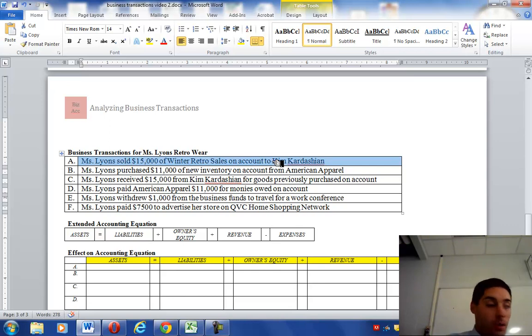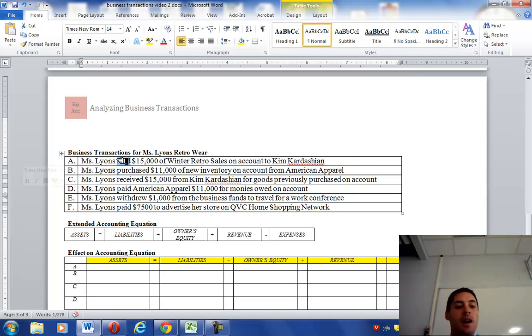Now, the second thing I need to ask myself is when she sold this, did she receive cash or is she going to get an account receivable? The keywords in the transaction say on account. Therefore, Kim K is going to owe her an account receivable of $15,000. Let's look at the chart of accounts. Now, if we look at revenue, sure enough, she has a specific account called Winter Retro Sales.